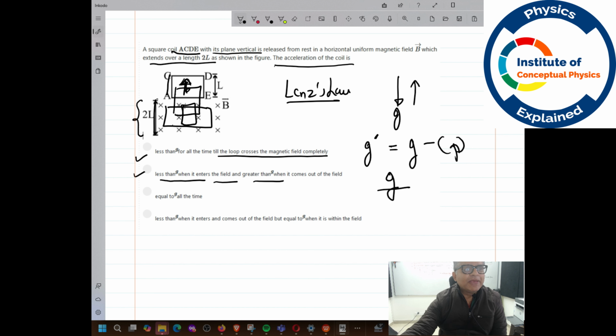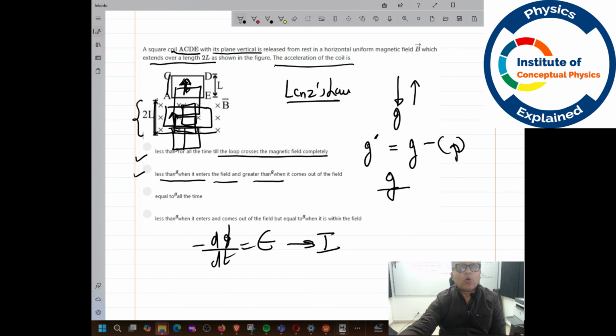As it starts coming out, let's say it reaches there, now it is on the verge of coming out. When it starts coming out, what will happen? It will try to go up because of Lenz's law again. It doesn't want the flux through the area to change. We know minus d phi by dt will introduce the EMF, which will introduce a current I because the coil has a resistance. So we will apply epsilon equals IR. When I say epsilon, I mean the potential which is generated.